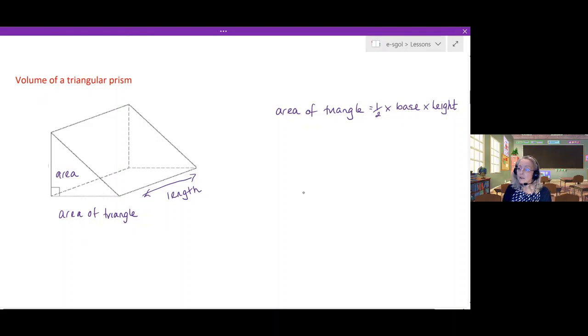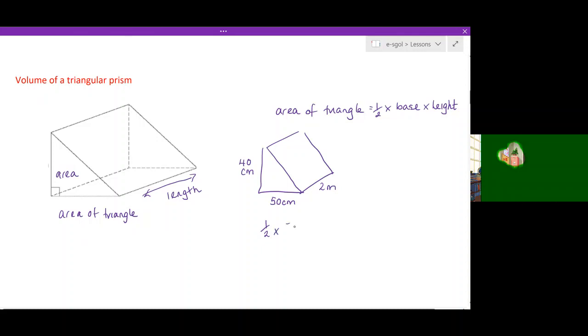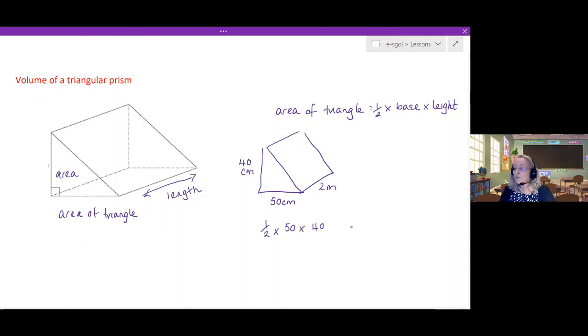So if I had something that looked like this, and I was told that this was 50 centimetres, and I was told that this was 40 centimetres, and I was told that this was 2 metres, then I would have to start by finding the area of the face first of all. So that would be a half multiplied by the base, which is 50, multiplied by the height, which is 40. And then finally, I would have to multiply that by the length.